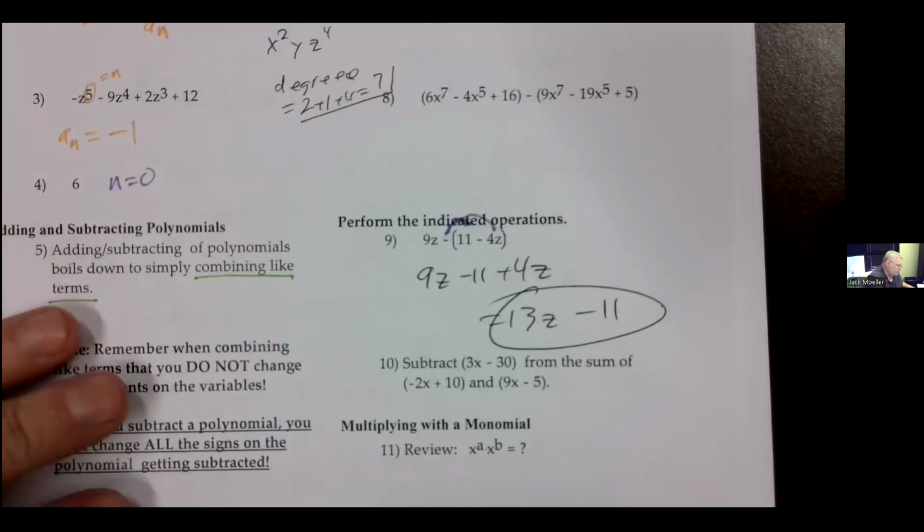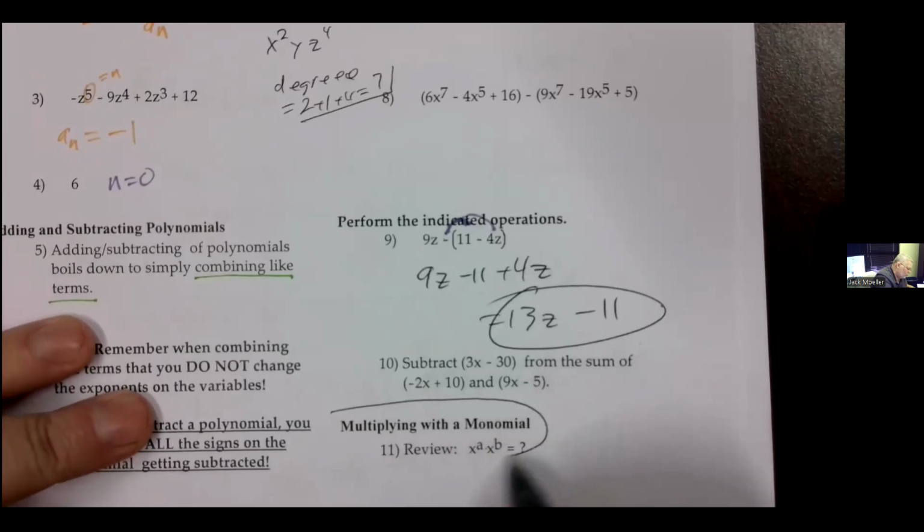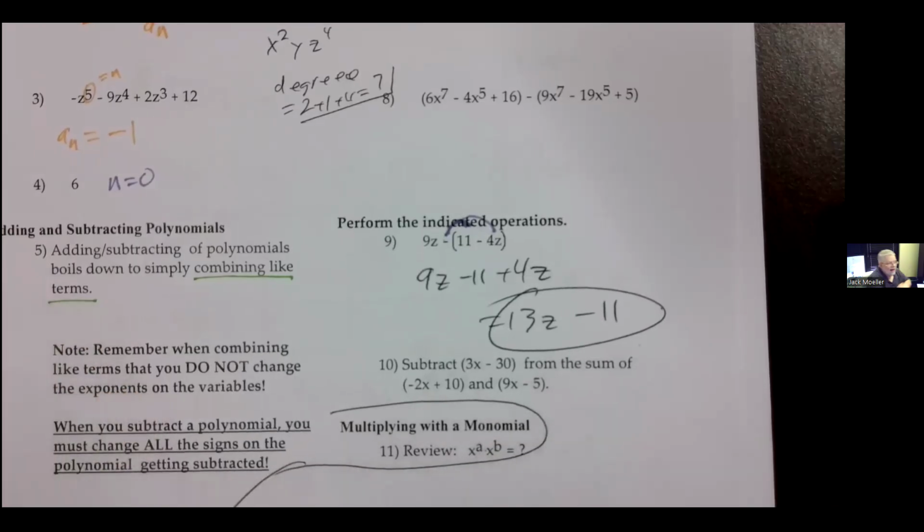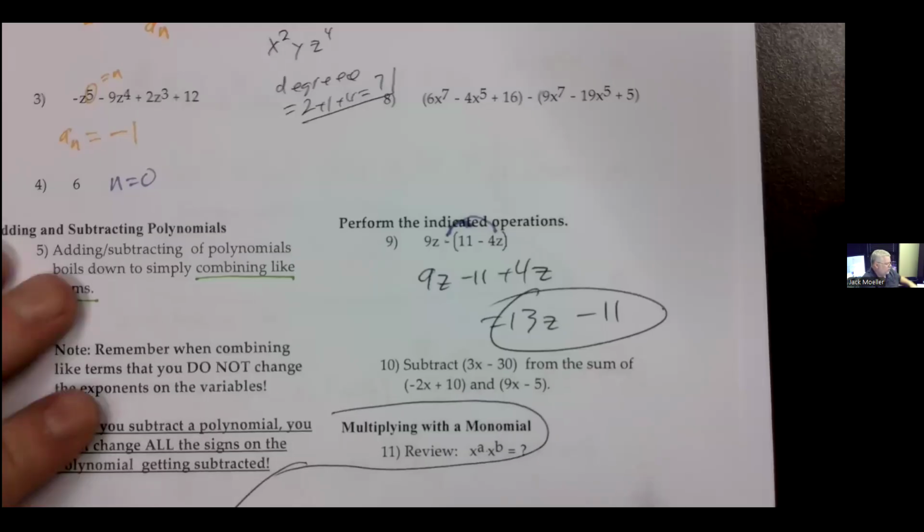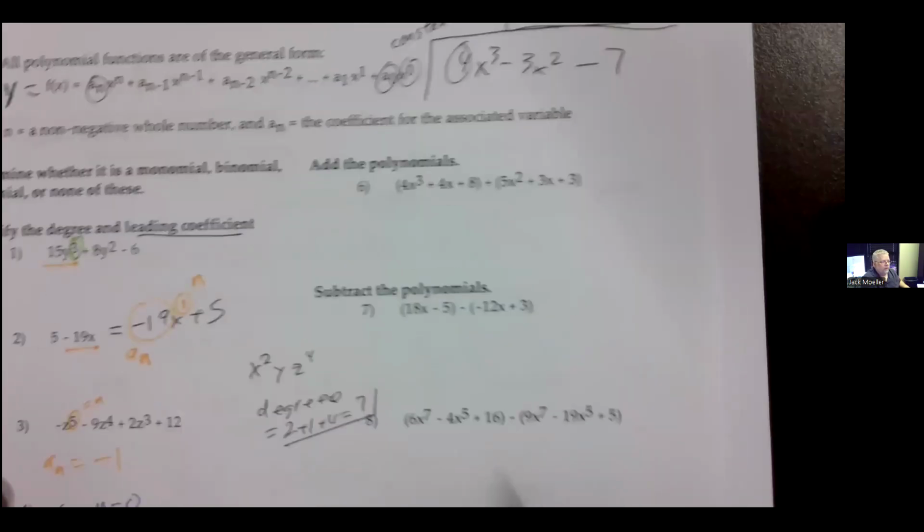Number 10, ran out of room here. So how do you write that? Subtract the binomial 3x minus 30 from the sum of minus 2x plus 10 and 9x minus 5. So we know we're adding those, and there's a subtraction involved with that 3x minus 30. How would you write that, like one of these problems?